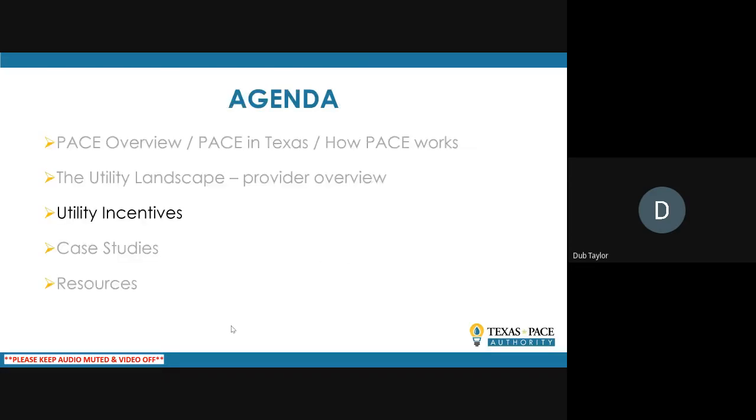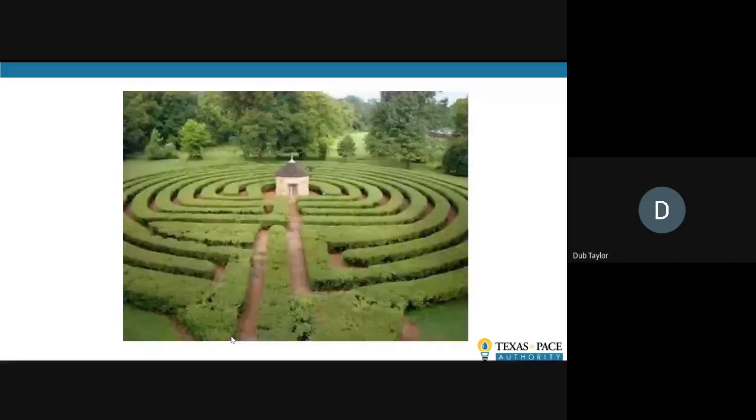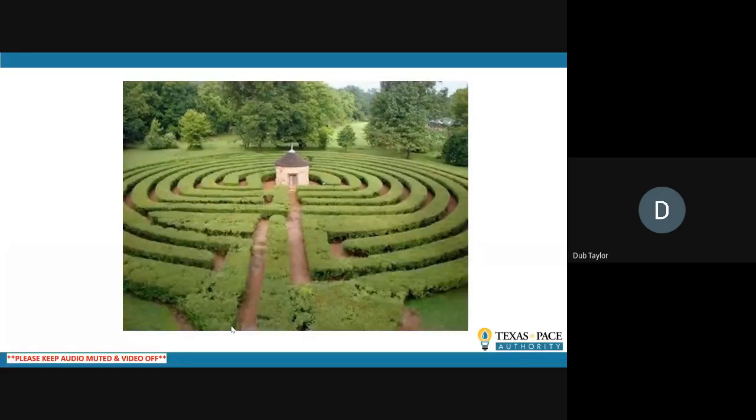So that's the utility landscape and the type of providers. So let's take a look now at the different utility incentives, the types of incentives that are available through these different providers. It's kind of like this. You've heard there are incentives out there. You can see the little house in the middle, but how do you get there? How do you navigate that? And it can be a challenge.